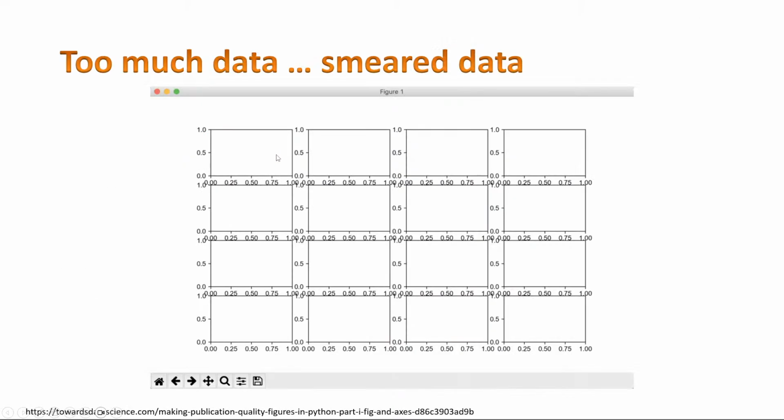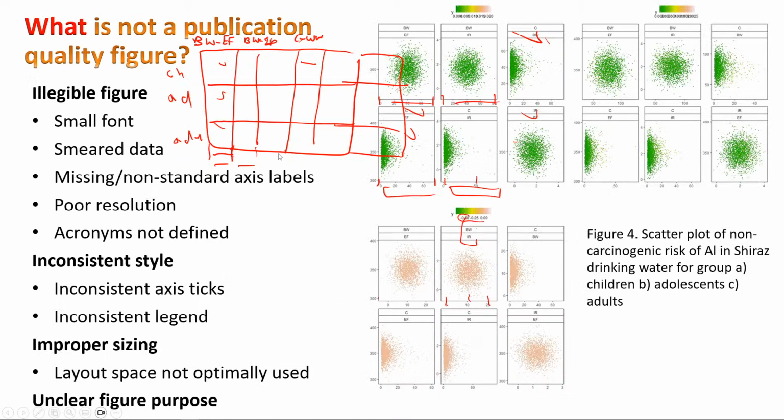And then what else? Unclear figure purpose. The purpose of this figure is unclear. When I look at this, the figure purpose is really unclear. I don't know what the purpose of this figure is. I don't like this scatter plot. Did you understand anything? What is this scatter plot showing you or trying to show you? No, it's an unclear figure purpose.